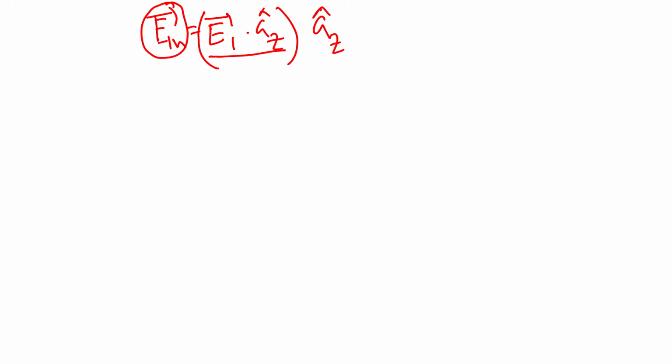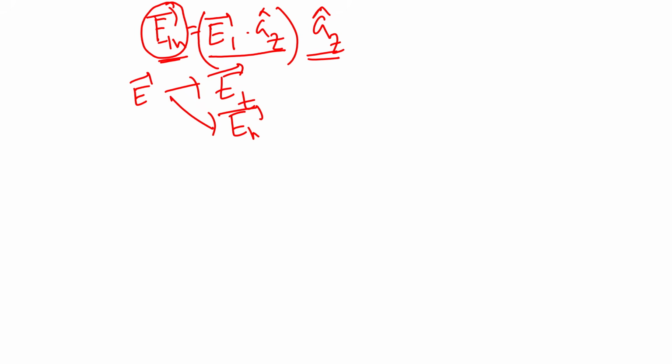This az cap is nothing but the direction of the E1n vector, and this E1 dot az cap is nothing but the magnitude of this normal vector. So in this way we can calculate the normal vector. So ultimately, what we have done is, from the given expression of electric field, we have identified the tangential component and we have also identified the normal component.